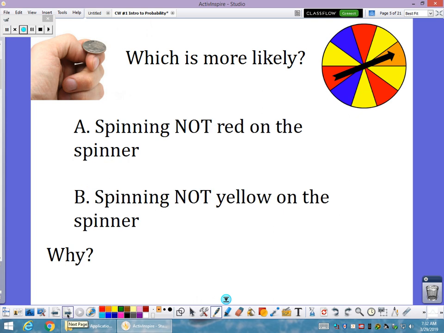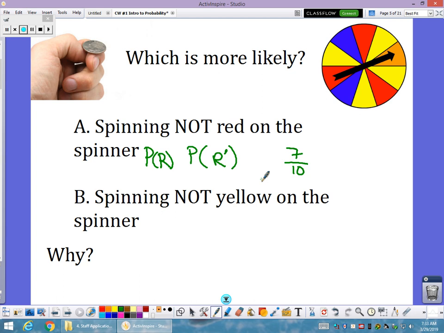Which is more likely: spinning not red on the spinner? We're going to be talking about notation, like what's the probability of spinning red not? When you see this prime, it means not red. So the probability of spinning red would look like this, and the probability of spinning not red would look like that. So what's the probability of not spinning red on the spinner? We have 3 reds, so there must be 7. 7 chances out of 10 to not spin a red.